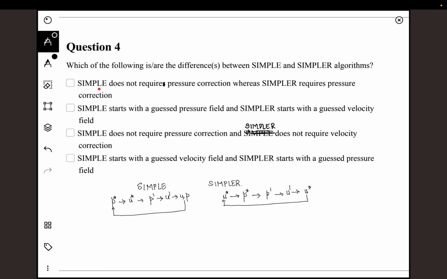So the first statement says that SIMPLE does not require pressure correction, but we have a pressure correction P prime that we are solving for in between. So this is false. SIMPLE starts with a guessed pressure field and SIMPLER starts with a guessed velocity field. That is consistent with what we discussed before. SIMPLE does not require pressure correction and SIMPLER does not require velocity correction is false, because SIMPLE requires a pressure correction and SIMPLER also requires a velocity correction. SIMPLE starts with a guessed velocity field is incorrect. SIMPLER starts with a guessed field is also incorrect. So only one is correct. But of course, you can have multiple correct answers in your exam.